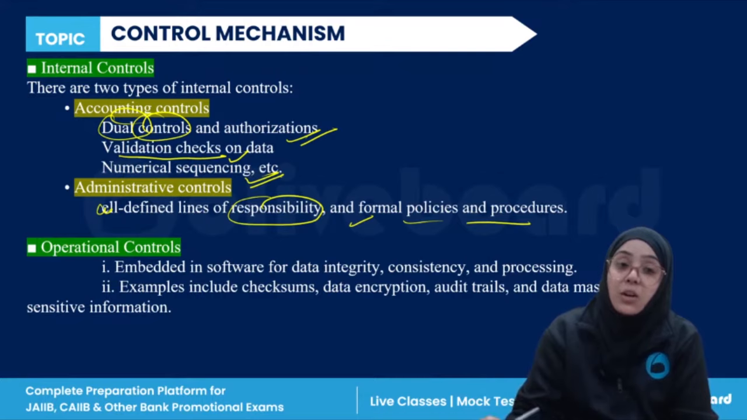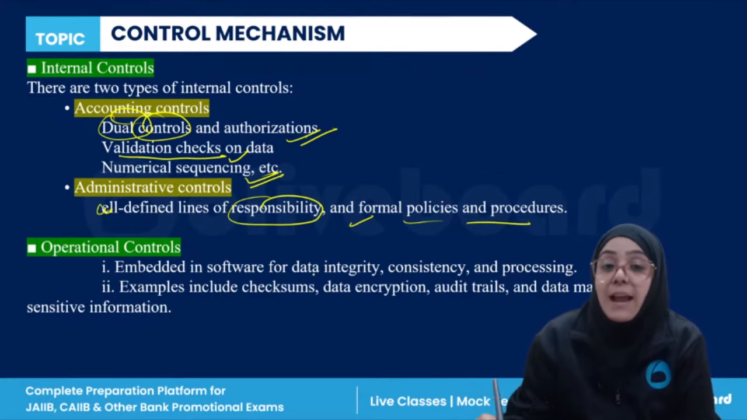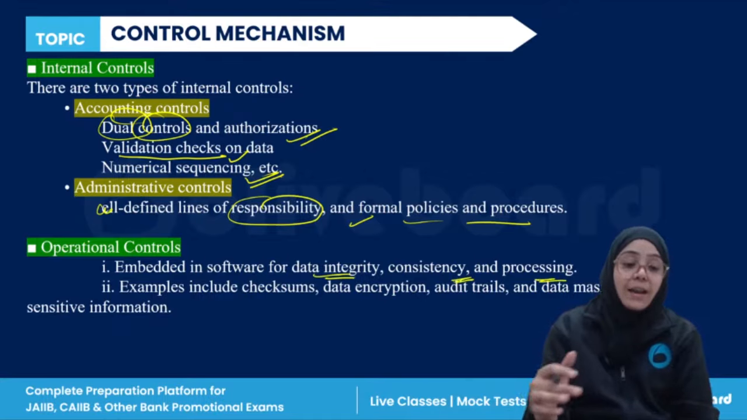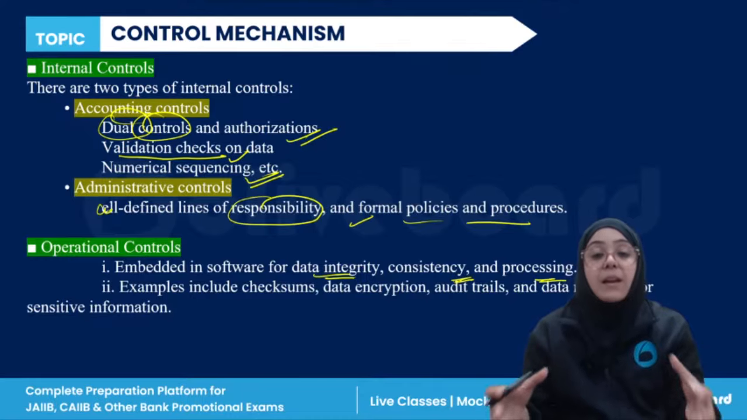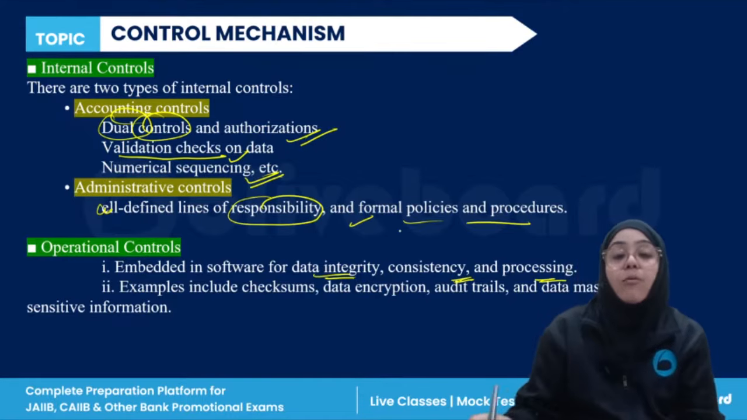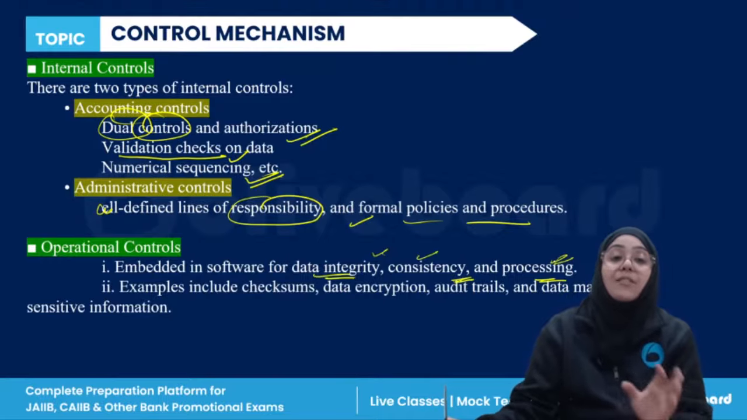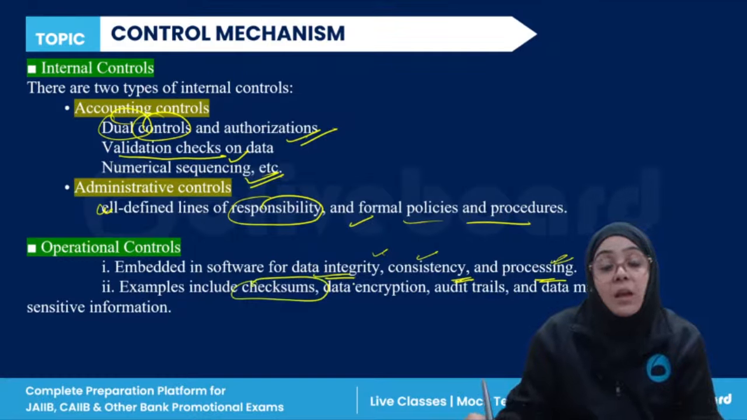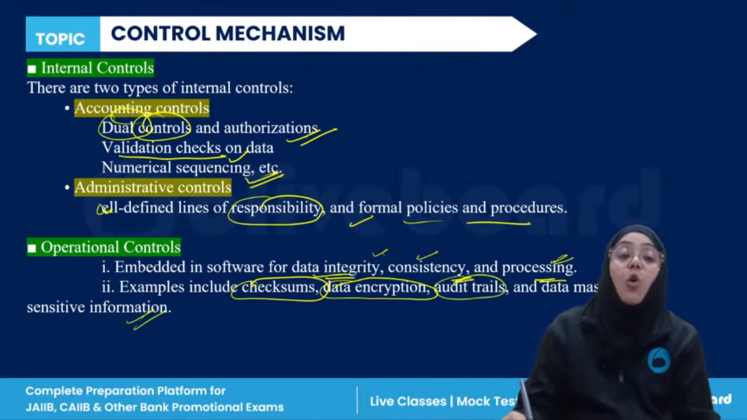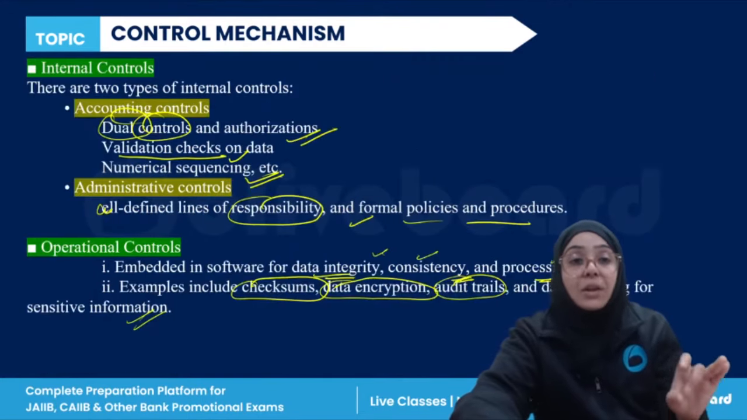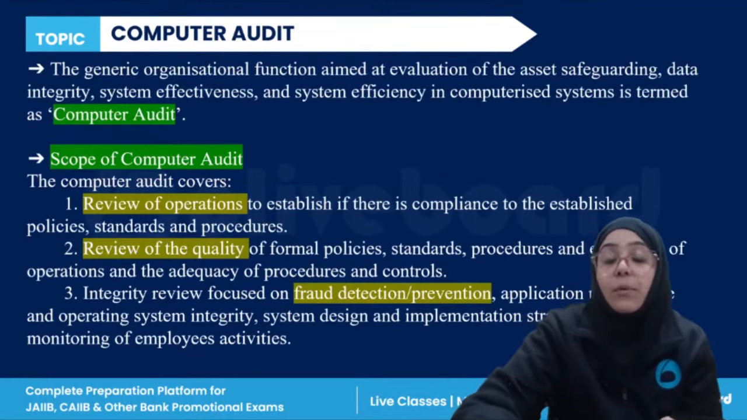Now, operational control. Operational controls are embedded in software for data integrity, consistency, and processing. So these are embedded in the software, and they are for, first of all, data integrity, for consistency, and for processing. Examples include checksum, data encryption, audit trails, and data masking for all sensitive information. So control mechanisms include physical, logical, internal, as well as operational controls.